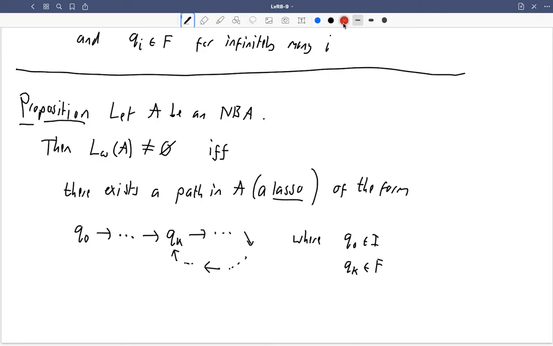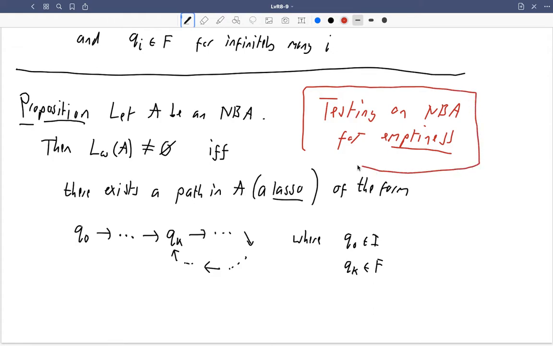So let's call this proposition here testing an NBA for emptiness, meaning the empty language. And remember, testing for emptiness meant looking in the non-deterministic Büchi automaton for one of these lasso paths, starting from a starting state and going round in a loop where this particular state in the loop is an accepting state.